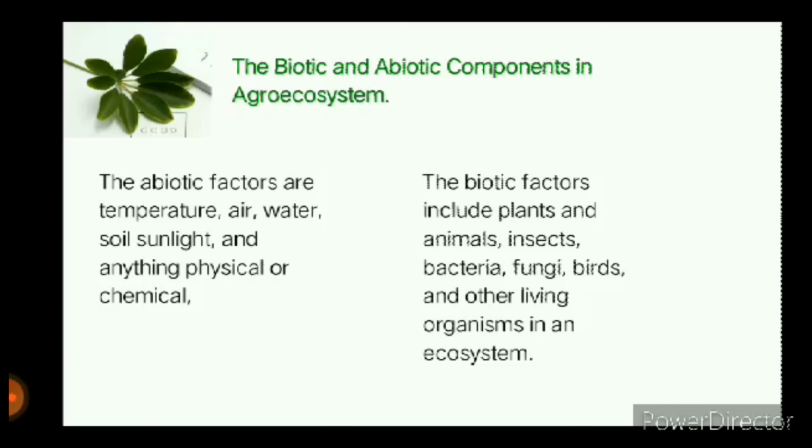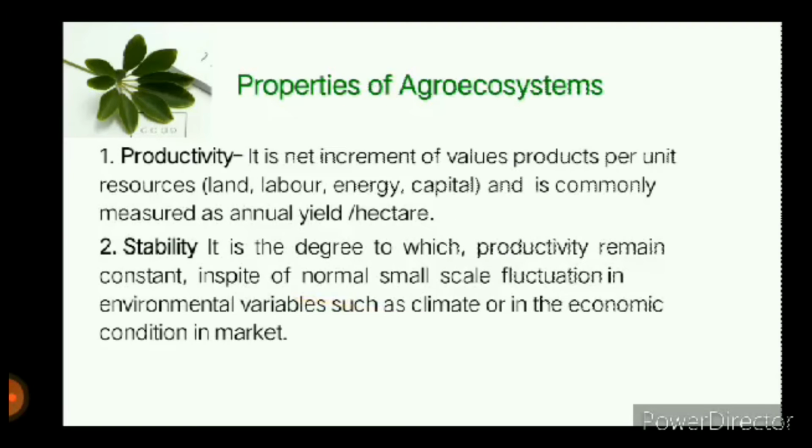And now let's move on to the properties of agroecosystem. First is the productivity. It is the net increment of valued products per unit resources. So, for the production of products that an agroecosystem produces for human consumption, resources such as soil, land, and capital are required and must be studied carefully, especially the land, for planting crops. That requires a thorough study because apart from management techniques and capital, development of the production depends on land quality.